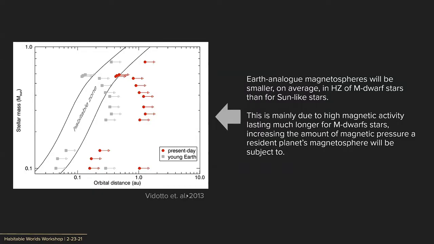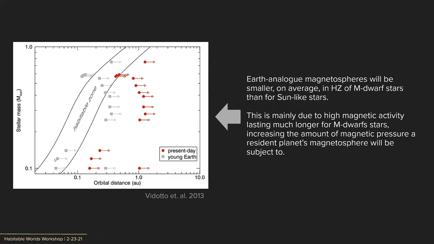So, Vidotto 2013 analyzed the magnetic environments of 15 different M-dwarf stars. And here in this plot, we're basically looking at, if we were to take an Earth analog planet that had an Earth-strength magnetic field and put it around these M-dwarfs, what is the absolute closest it could be while still retaining an Earth-sized magnetic field? If we were to go closer than these limits, then the magnetic field of these planets would be further compressed and potentially interact more with the stellar winds.